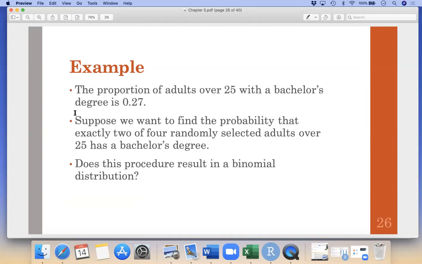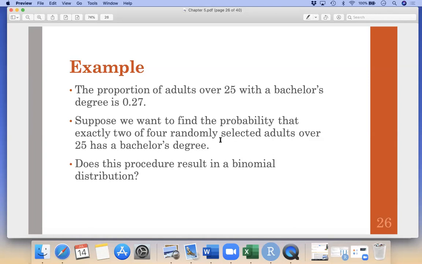Then we have an example. The proportion of adults over 25 with a bachelor's degree is 0.25. Suppose we want to find the probability that exactly 2 of 4 randomly selected adults over 25 have a bachelor's degree. Now you want to check whether this procedure results in a binomial distribution. For that, we want to check those 4 requirements. The first one is that this should have a fixed number of trials. Yes, it says four randomly selected adults, so the n is fixed.